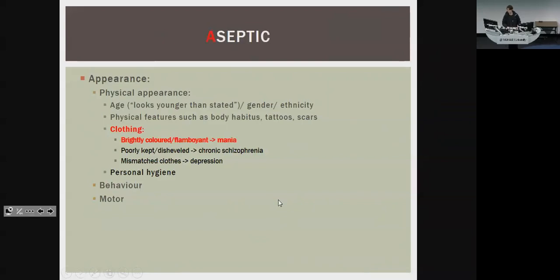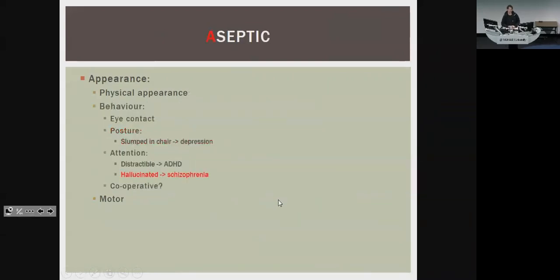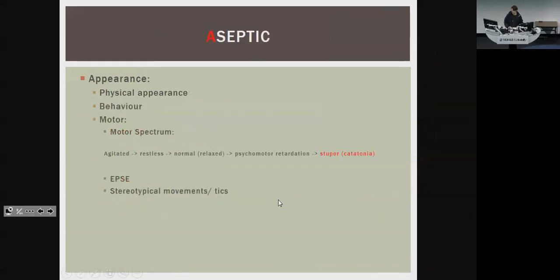Personal hygiene is important, obviously, as well. Behavior: what is the patient doing? So Matt is currently standing at the lectern, he's maintaining good eye contact with the audience. His attention is focused on what he is doing in front of him, he's not distractible, he's not hallucinating. Nice and easy. And is he cooperative? Yeah.